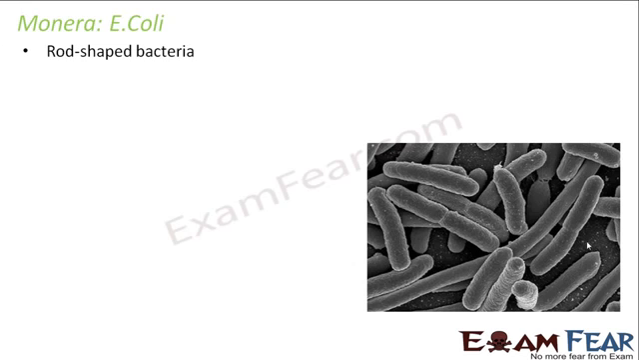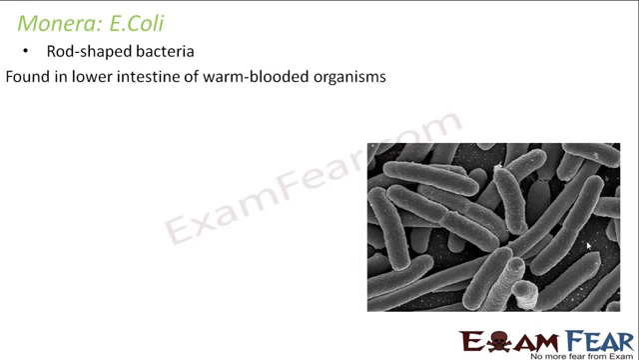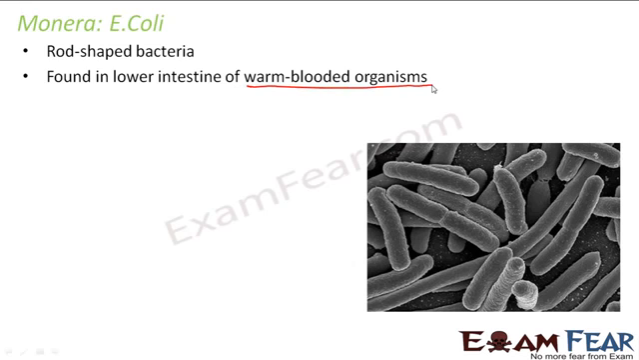These are rod-shaped bacteria, as you can see here in the picture. They are cylindrical in shape. They are rod-shaped bacteria found in the lower intestine of warm-blooded animals. So now you might be wondering, what are warm-blooded animals?